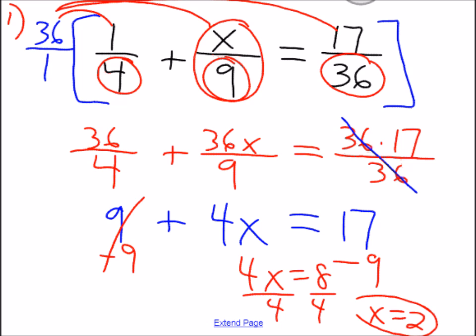If you want to check that answer, substitute it back into the original problem and add the two fractions on the left-hand side together. And when you get common denominators and add them together, I guarantee you will get 17 over 36.